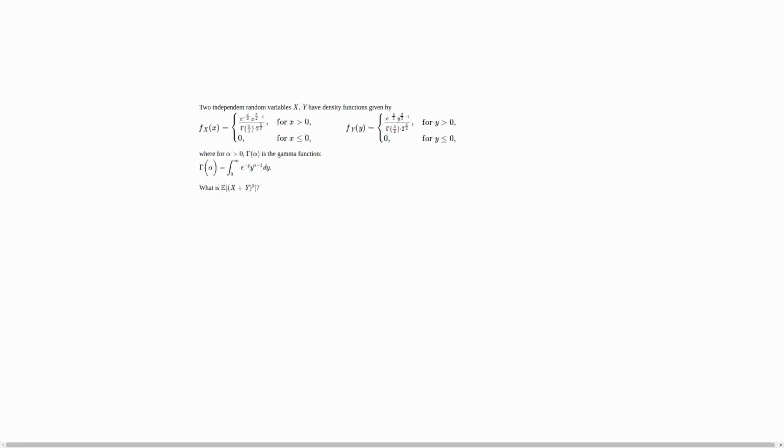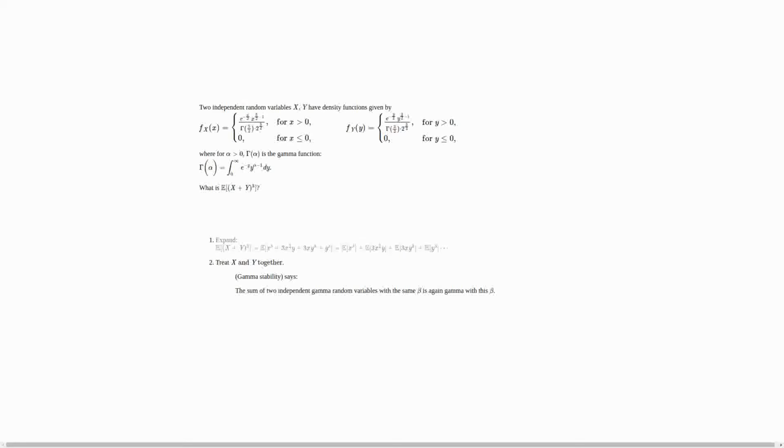In this problem, we're asked to find the third moment of the sum of independent random variables x and y. The density functions are given here as f of x and f of y. So immediately we have two possibilities. We could expand the cubic into x cubed plus 2x squared y plus 2y squared x plus y cubed and find the expectation of all of those things. Or else we could try to deal with x and y together.